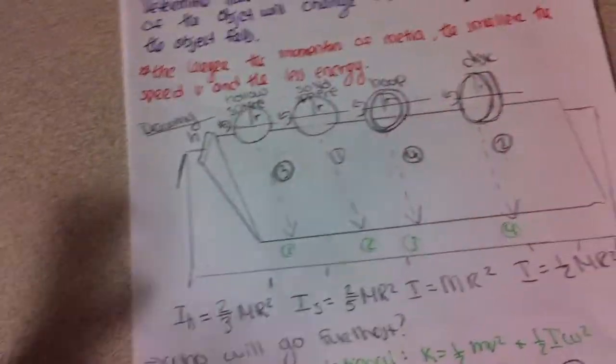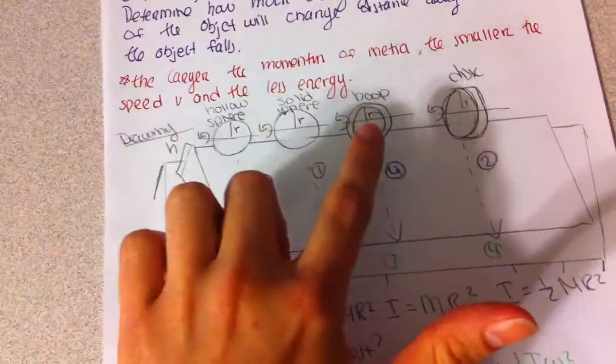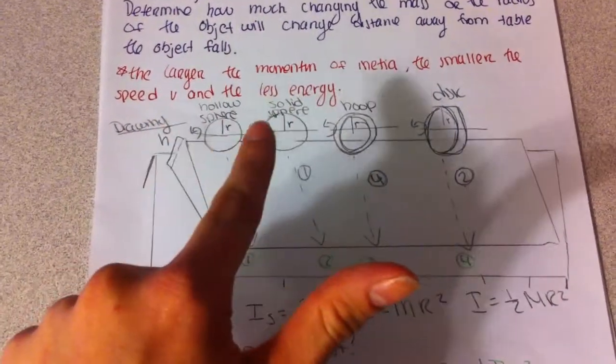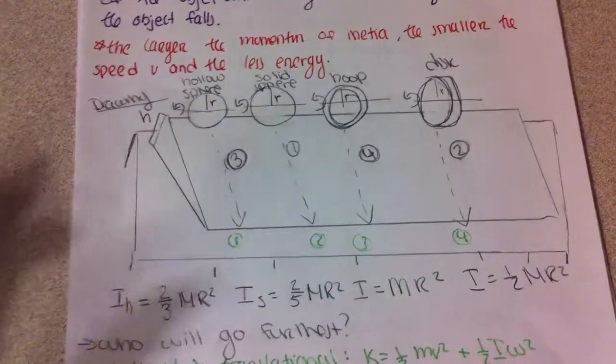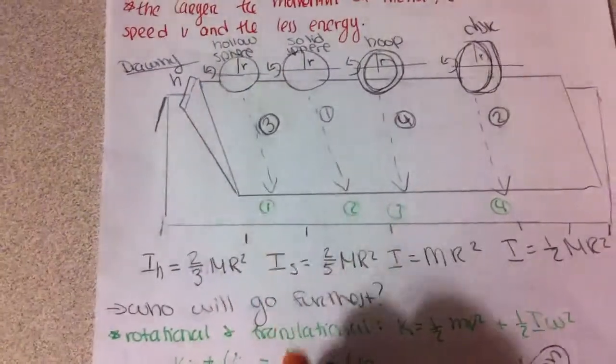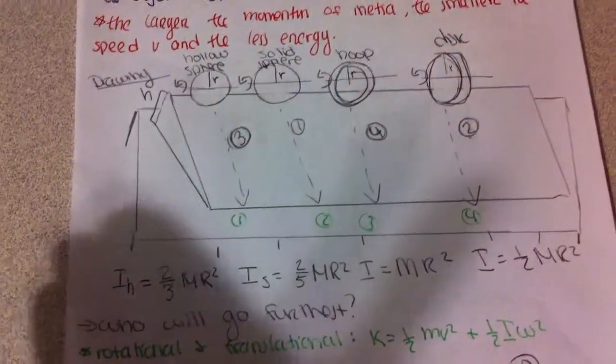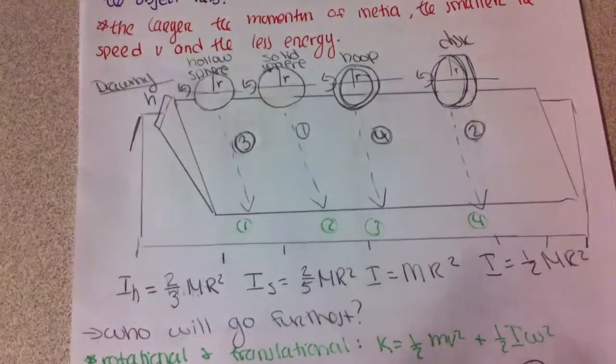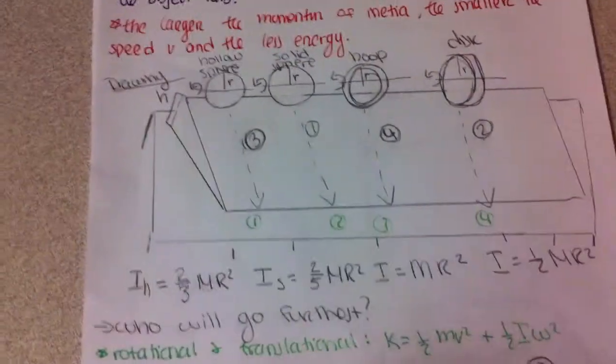So one big thing that we need to know is that the larger the moment of inertia is, the smaller the speed, v, and the less energy. So the smaller the speed, it's not going to go as far. So the larger the inertia, it's not going to go as far. The less inertia, it's going to have more energy and it's going to go farther.